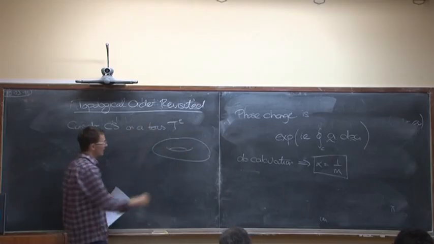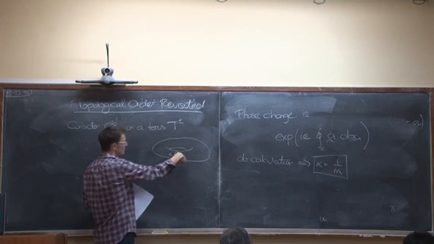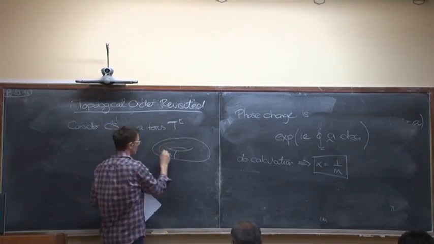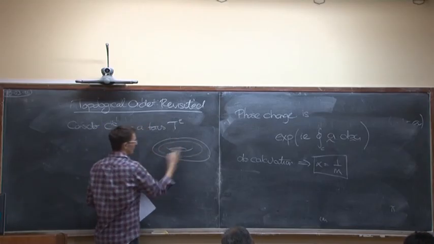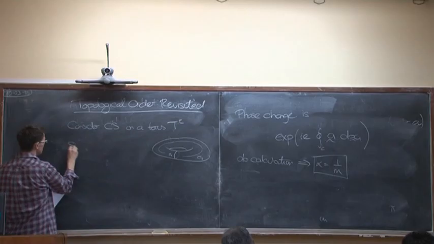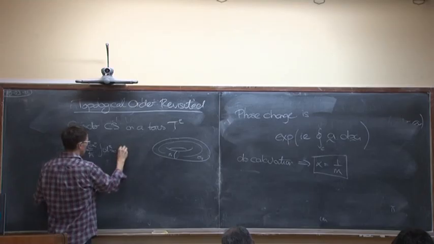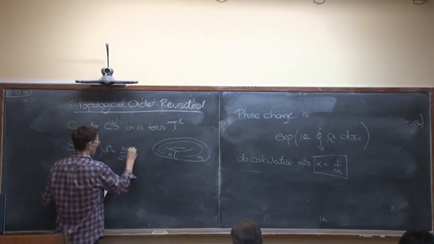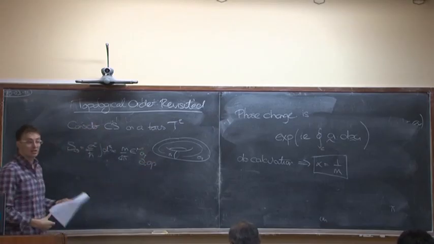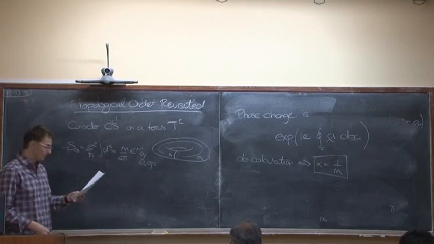Here's the torus, and there's two cycles. We're going to call a curve which wraps around this circle gamma 1, and a curve which wraps around this cycle gamma 2. And this is the Chern-Simons action. I'll turn capital A off, so we just care about this.